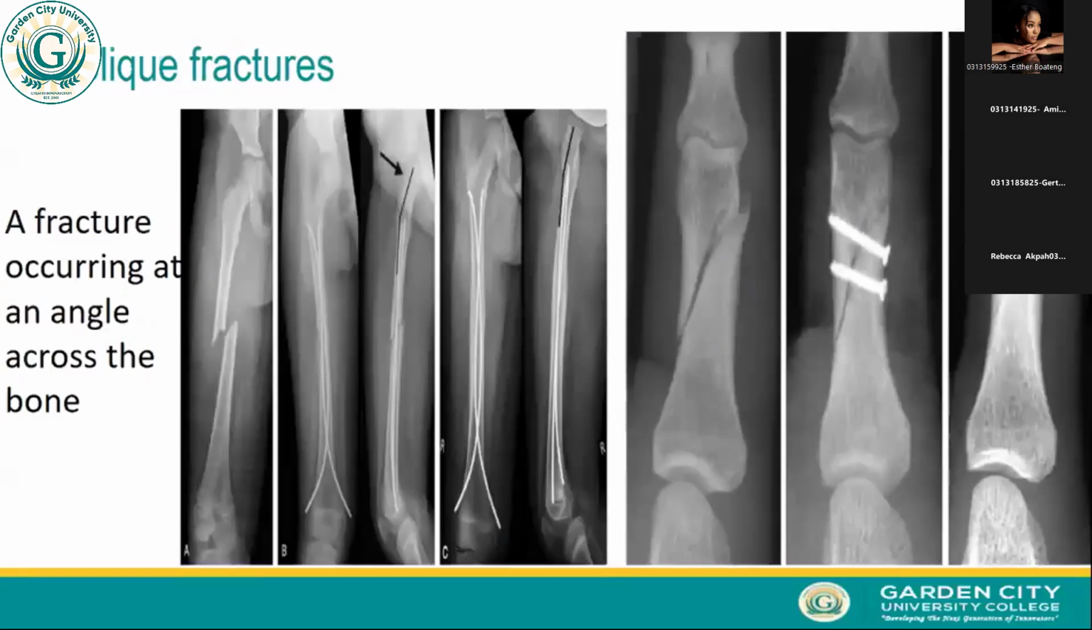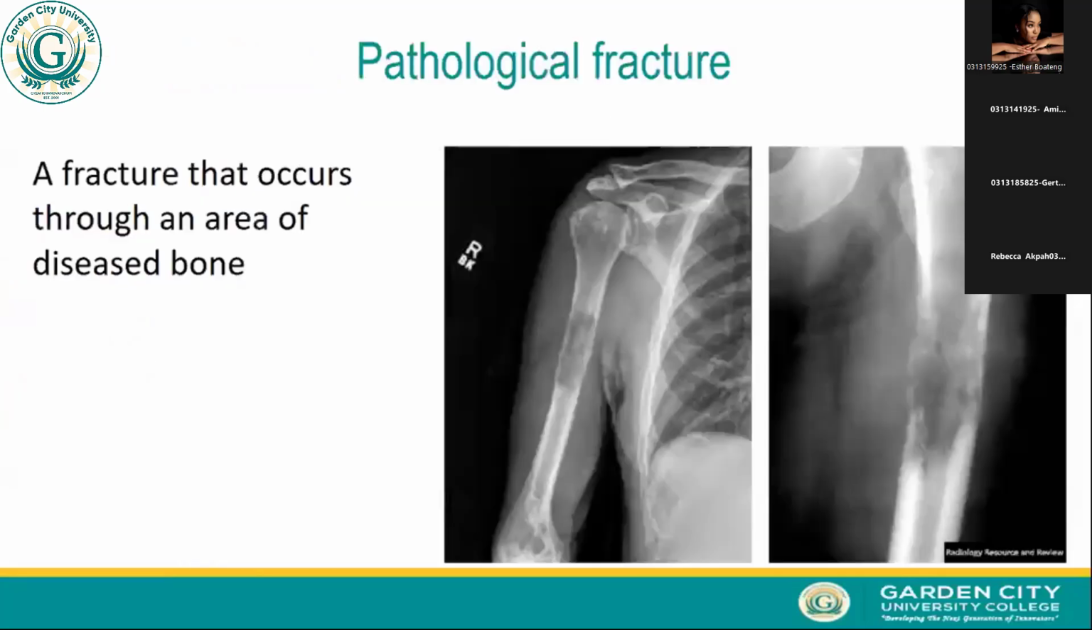We have the oblique fracture. This occurs at an angle across the bone. So this is quite less stable. We have one also, the transverse fracture, where we have a bit of a difference, where the oblique is less stable than the transverse fracture. So you see it here, there's that break, there's that kind of curve.